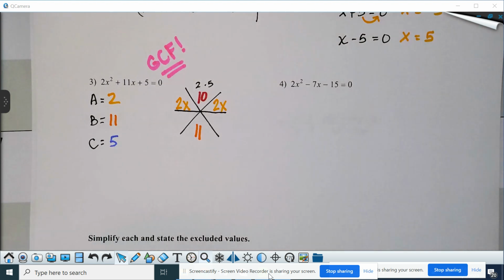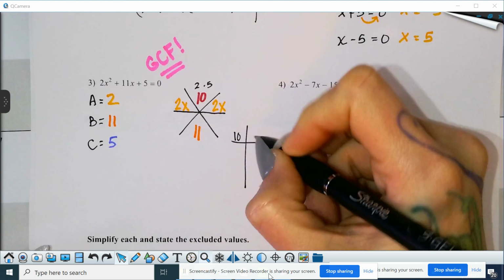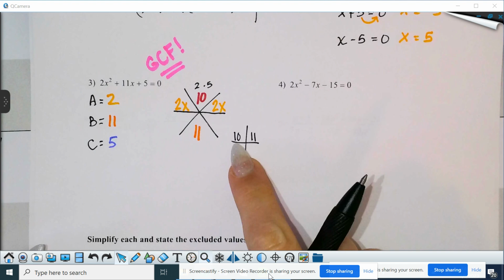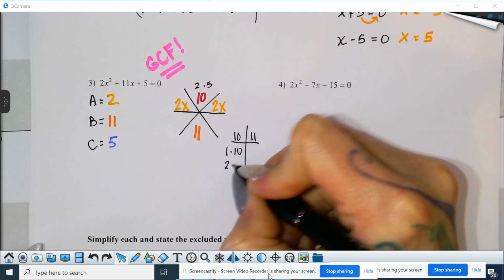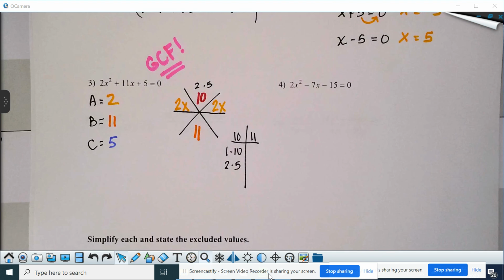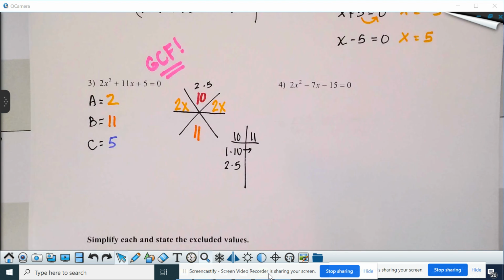So our ACB chart, or a lot of you, again, do this in your head as well. You're looking for the factors, like multiples that give you 10. So 1 and 10, 2 and 5, 3 is no good, 4 is no good, and I'm back to 5, so I'm done. 1 and 10 will give me 11, so I think this is a good one, but I'm going to check, because my favorite one is when the C value is 6 and the B value is 5.